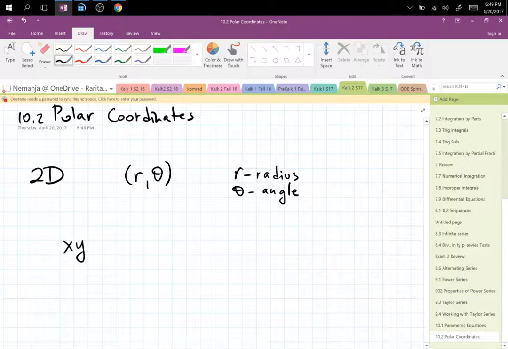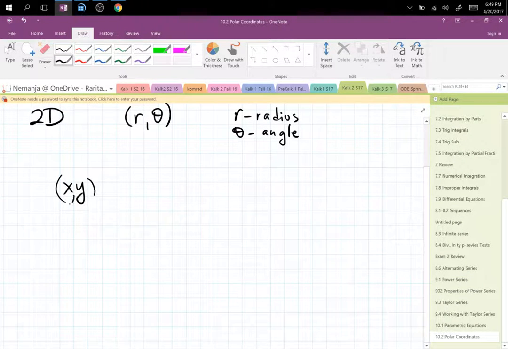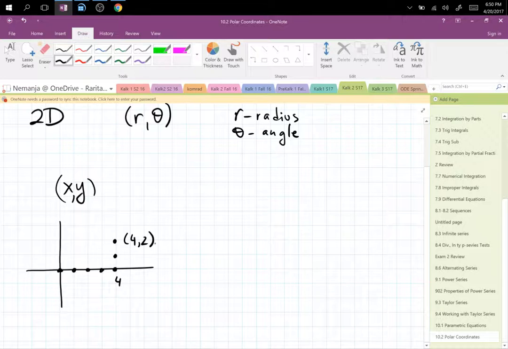In xy world, which is your rectangular coordinates, to get to a point, you will count 1, 2, 3, 4, and then you will go up 2 units and you will call this (4, 2). So you went 4 units in the x direction, and then you went 2 units in the y direction, and that's exactly what you denote as x comma y, which is 4 comma 2. So that's how you get there.